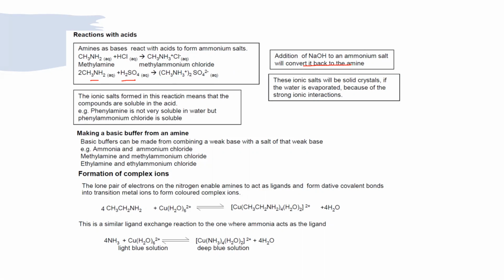The ionic salt formed in the reaction is a compound which is soluble. Phenylamine is not very soluble in water, but phenyl ammonium chloride is soluble. This one is not relatively soluble, but when it forms a salt, it will dissolve, it will be soluble.